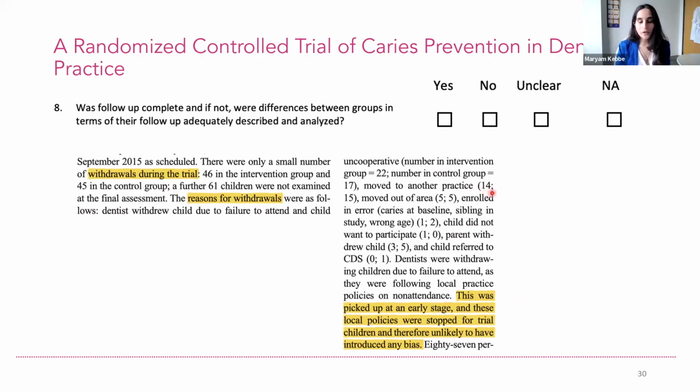So we can't know whether these 14 participants who moved to another practice were all from the intervention group or all from the control group, since it wasn't specified here. But what they do say is that many of their dentists withdrew children themselves because children or families no-showed. And this was consistent with standard practice, which was not reciprocated by the research intent. And so they say that this was picked up at an early stage and these local policies were stopped for trial children. And so we're unlikely to have introduced any bias.